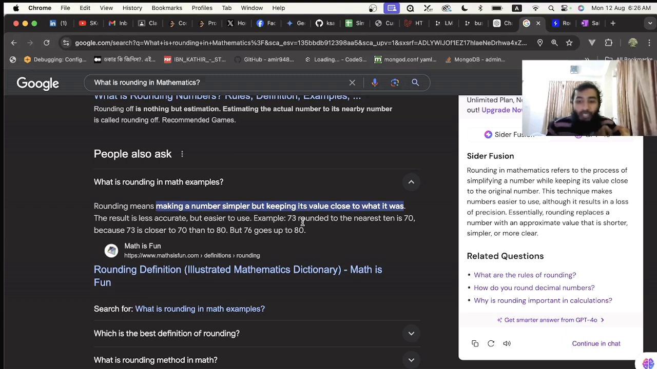For example, 73 can be rounded to the nearest 10 as 70, because 73 is closer to 70 than to 80, but 76 is closer to 80, so 76 goes up to 80. So if the numbers 73 and 76 are rounded to the nearest 10, 73 is closer to 70 and 76 is closer to 80. So let's apply this concept mathematically.